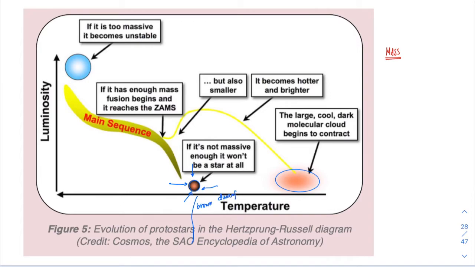So we have brown dwarfs, those are your failed stars. Now eventually, if the mass is sufficient, it will become hotter and brighter, your star. So you can see here that the luminosity on your Hertzsprung-Russell diagram increases, as well as your temperature. Take note, this is the area of higher temperature.